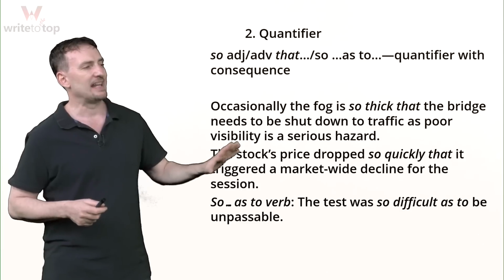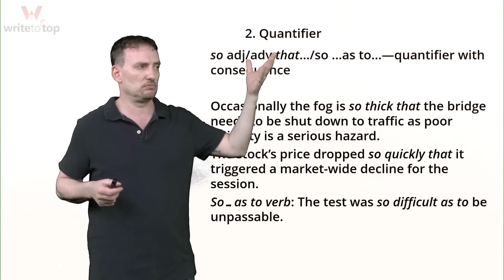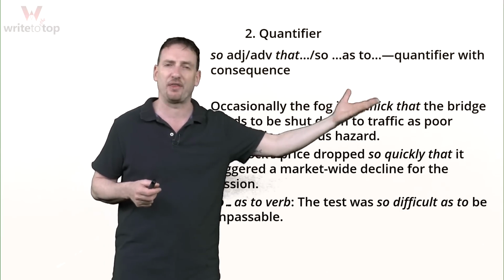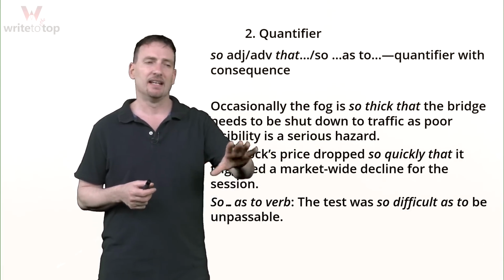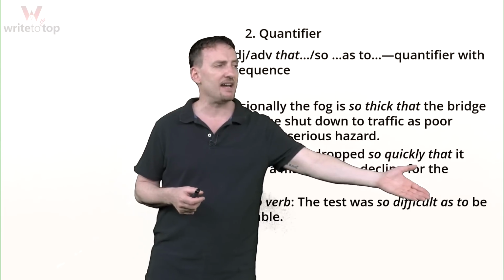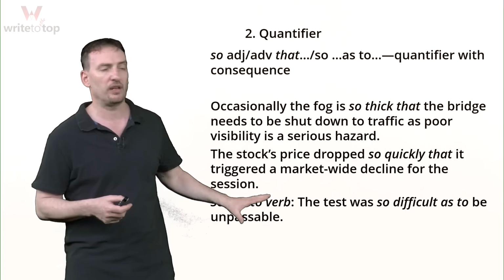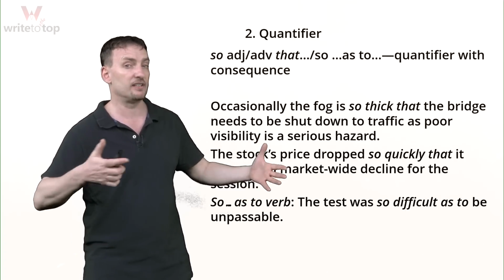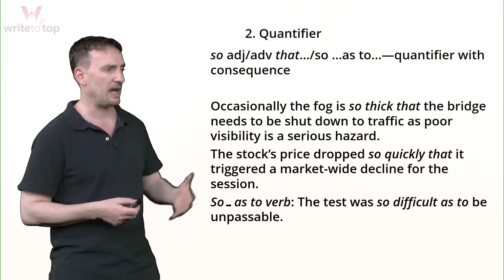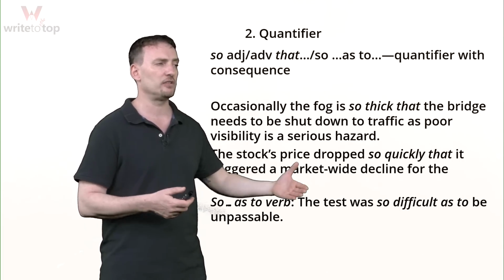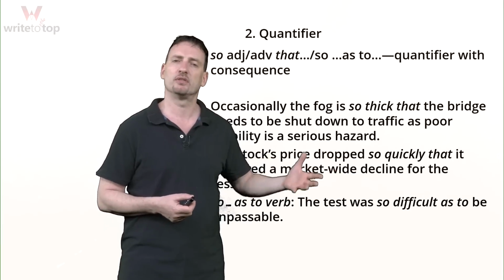Subject, verb. Now, "so as to" basically means the same thing as "so something that." It means the same as the "that" part of "so adjective that." So difficult as to be. Now the difference here is that after "as" or "as to," you're not following it with a clause, you're just following it with a phrase, an infinitive phrase, to be, or in this case, to be unpassable, to do, to have, etc. The test was so difficult as to be unpassable. The test was so difficult that most of the students failed.